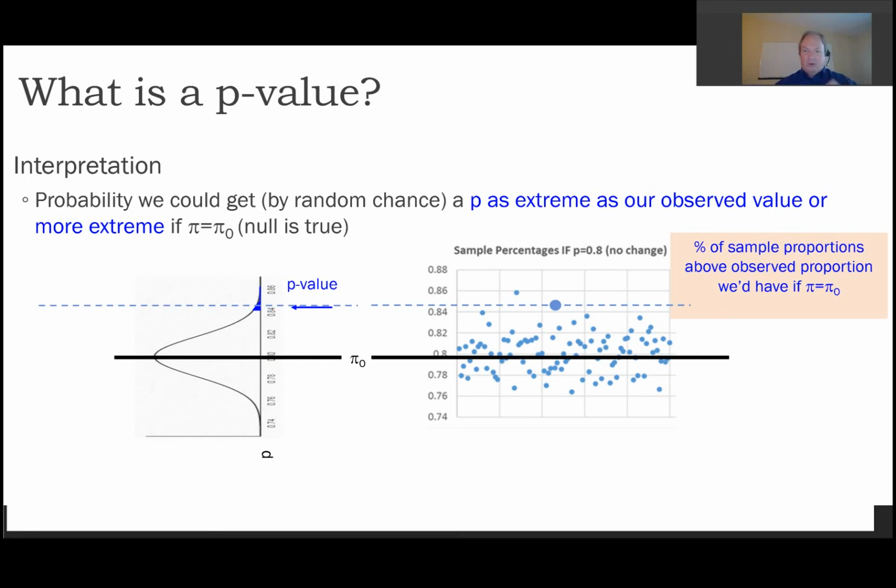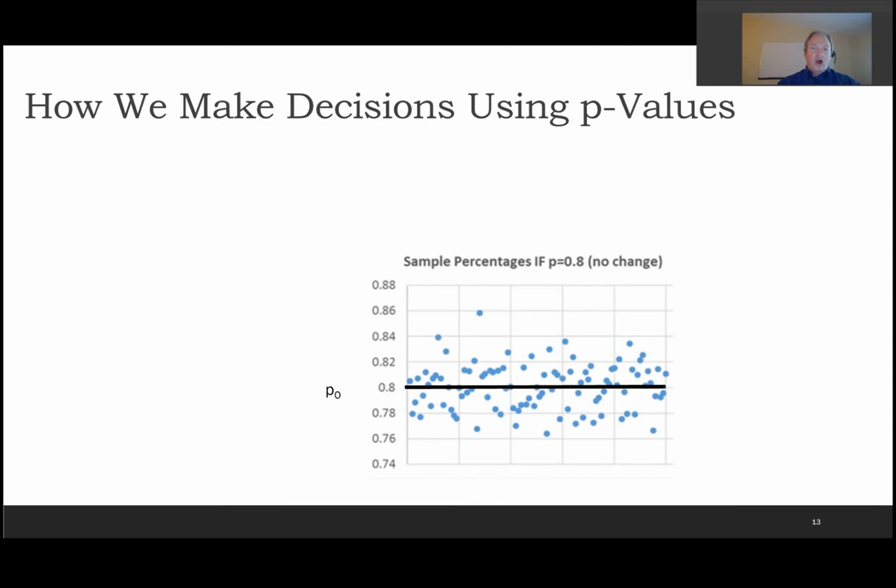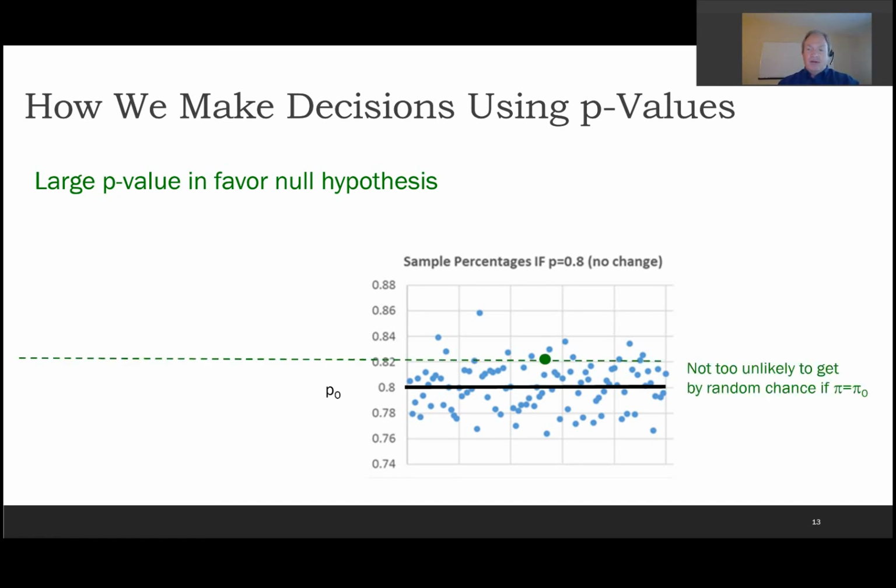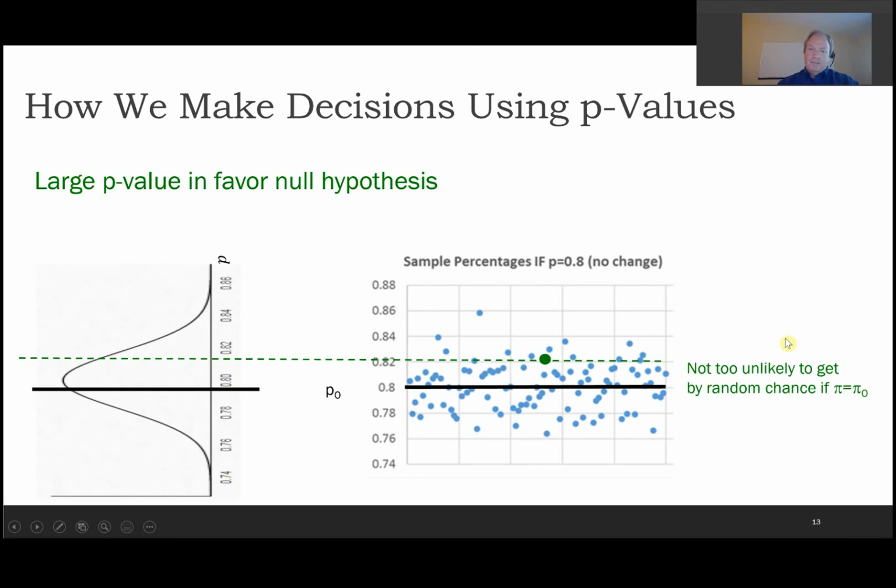So how do we make decisions with this, okay? Let's put this all together. So large p-values are values in favor of the null hypothesis. Remember that court trial, right? It was still very likely I was innocent given the evidence. So if we got a value down here, for example, or up here, we could see that its p-value, the probability that I could get a value that large or larger, in other words the percentile for that observed sample percentage, is pretty large. So it isn't that unlikely. This isn't strong evidence against the null.